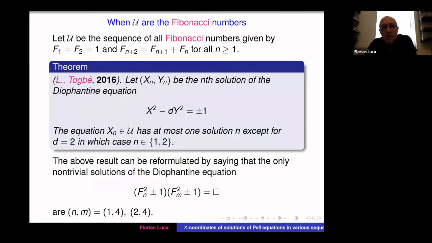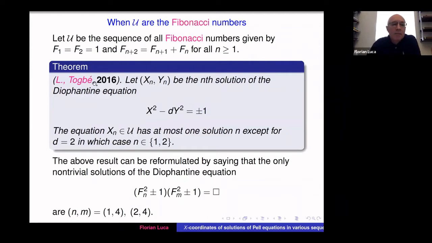Now, let's go to another example. We can take U to be the sequence of Fibonacci numbers. The Fibonacci numbers is a sequence that starts with the values 1, 1, and then every value is the sum of the two preceding ones. So f1 equals 1, f2 equals 1, then f3 is going to be 1 plus 1, which is 2. Then f4 is going to be 2 plus 1, which is 3, and then you get 2 plus 3, 5, and you keep on going.